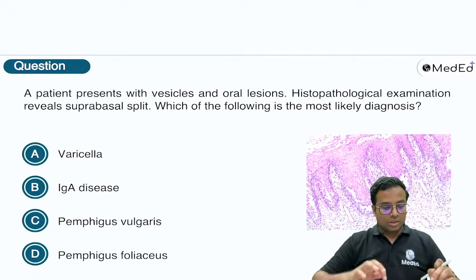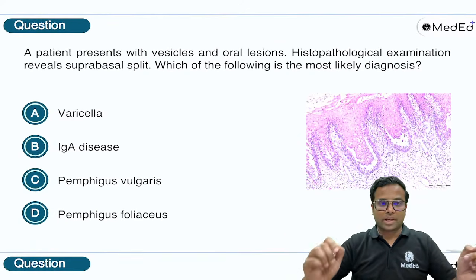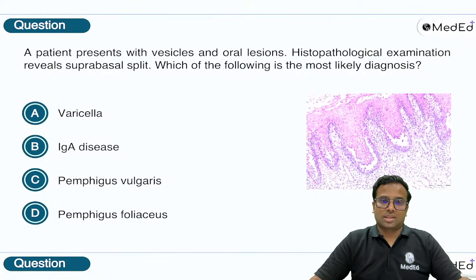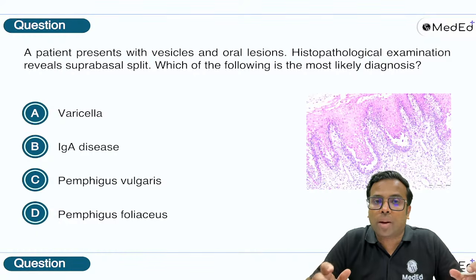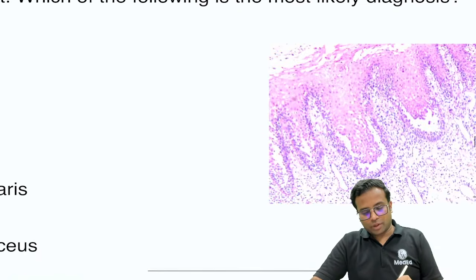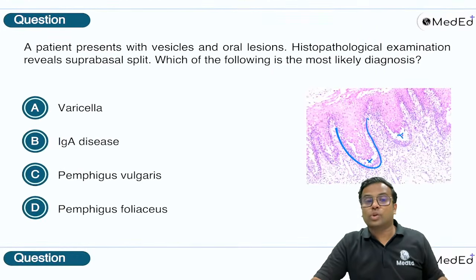Yeah. So now the next question says, I hope my screen is visible. A patient presents with vesicles and oral lesions. Histopathology shows a suprabasal split, again, right? So this is the image where you can see there is a split just above the stratum basale. So there is a suprabasal split. In which disease did we mention that you can see a suprabasal split?